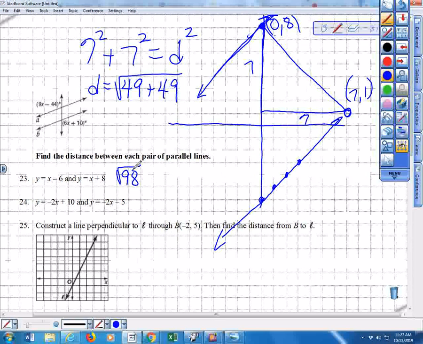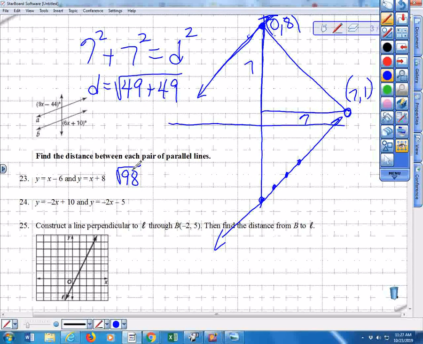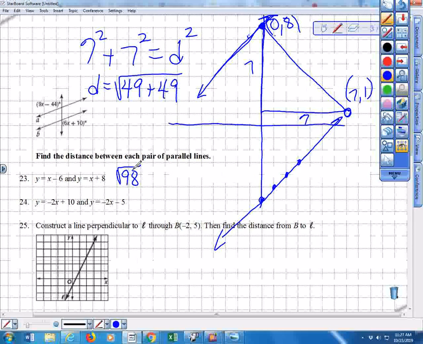Questions on that? That one turned out to be a nice problem because we didn't have to do any setting equations equal to each other. Let's do the next one.